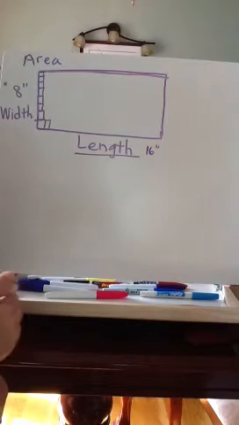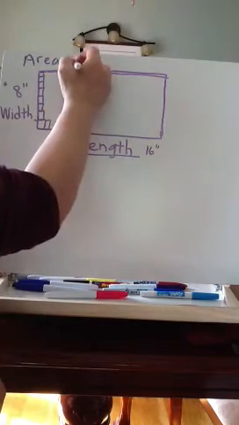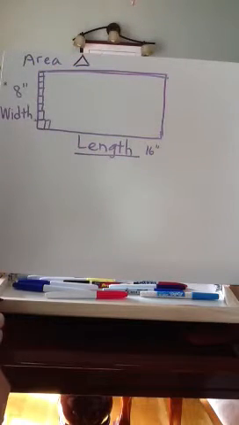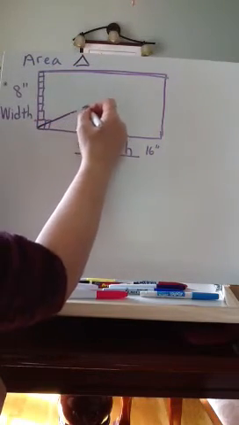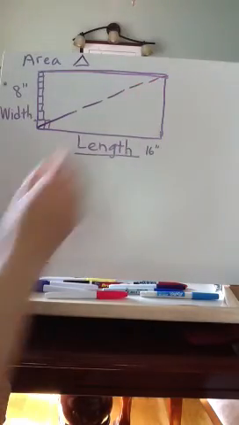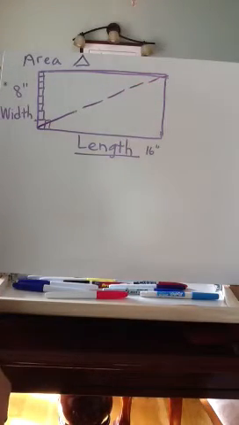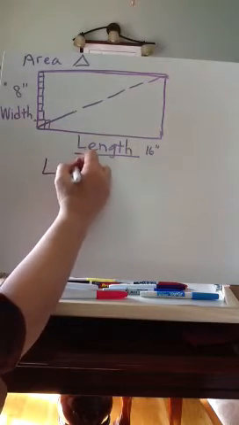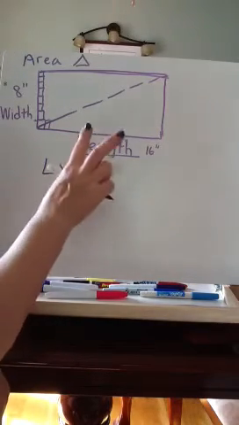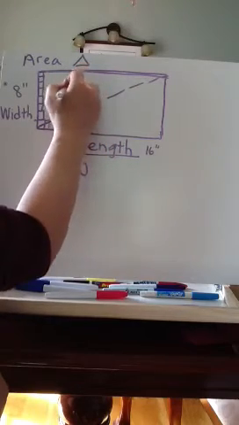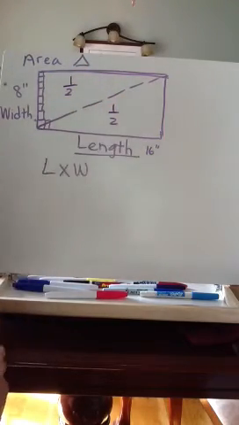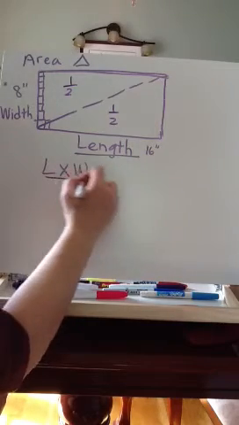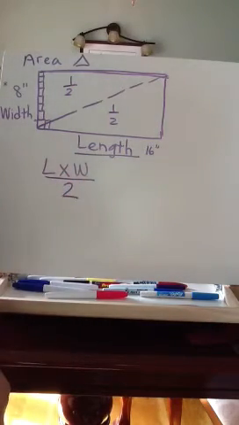Now, when we do the area of a triangle, and that's what this lesson is about, you're going to have half that many little squares. So when we do the area of a triangle, we are using the regular length times width, but then because there are two triangles that make up a whole, we have to do half length times width.